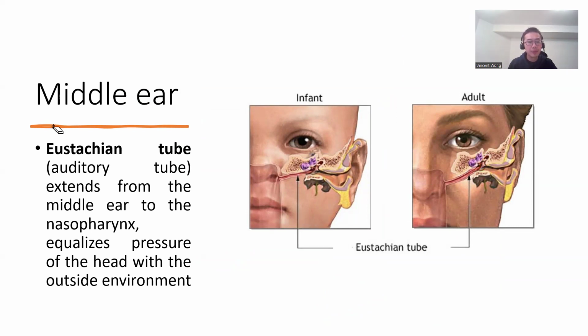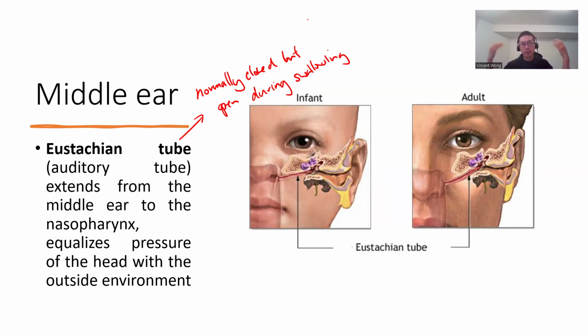In the middle ear, in addition to the ossicles, we also have the eustachian tube, which is normally closed, but opens during swallowing. As soon as you swallow, it's going to equalize the pressure inside and outside. It connects the middle ear to the nasopharynx and equalizes the pressure of the head with the outside environment.